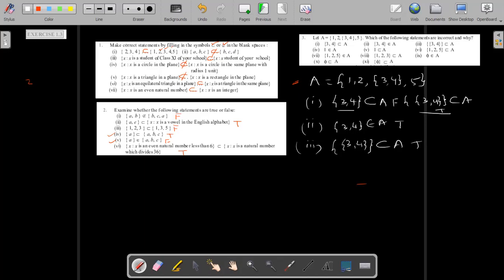And phi is a subset of A. Set of phi is a subset of A. That is correct. That is incorrect. Sorry. That last point, 11th point, is incorrect.